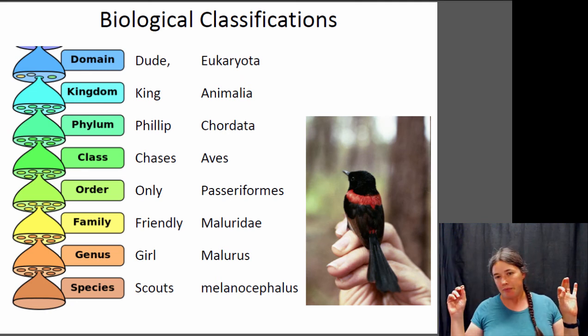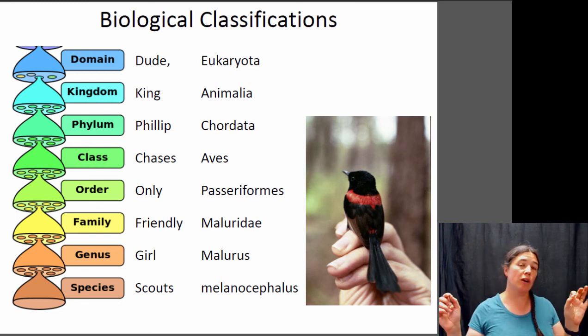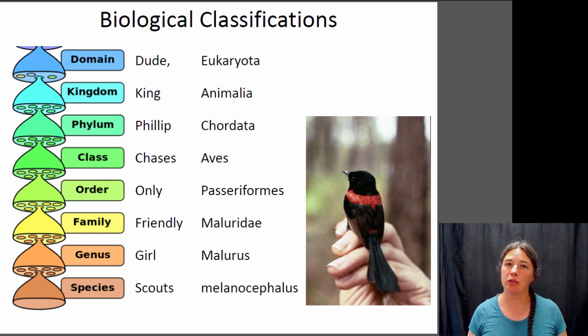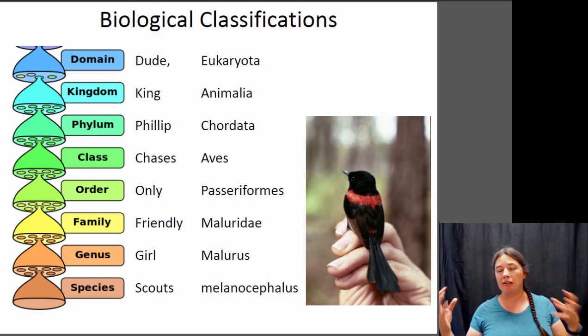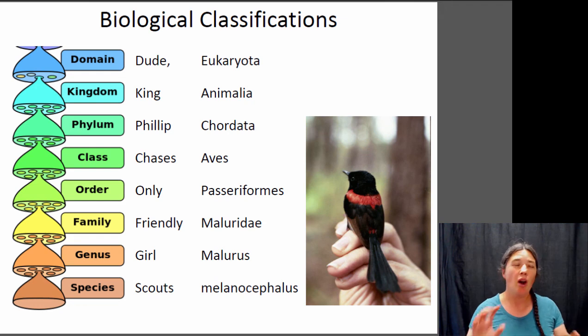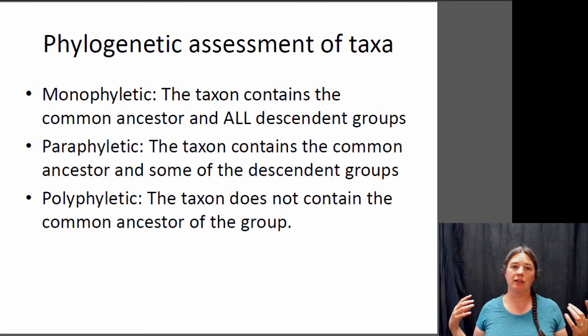Now, in a perfect world, each one of these groups will correspond to the evolutionary history of the organism. So all birds in the genus Malurus, there are about 8 of them, descended from a common ancestor that was part of the family Maluridae, which descended from a common ancestor that was part of the order Passeriformes. So that's, in a perfect world, how it would work. However, we're not always great at naming things. So there are various different types of taxa that we can create.